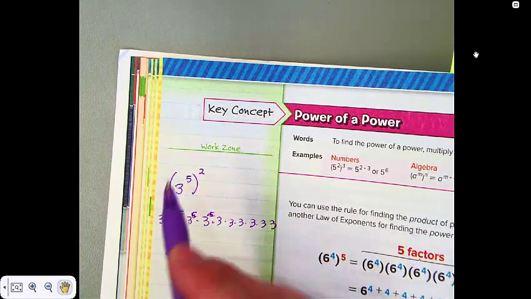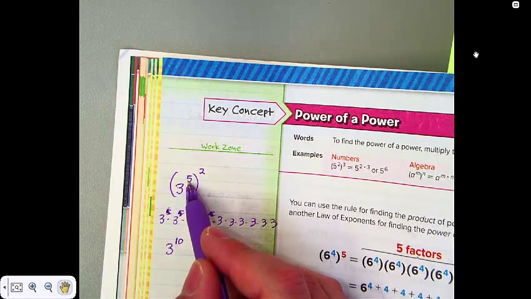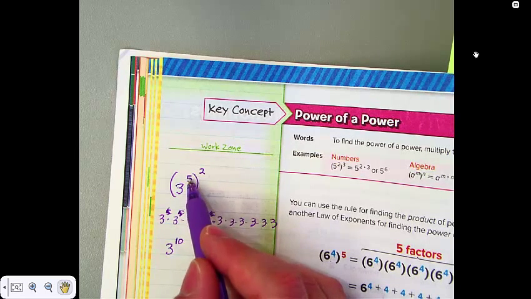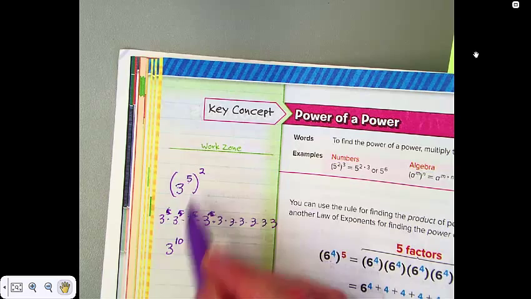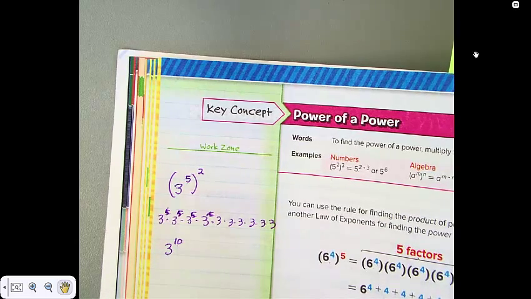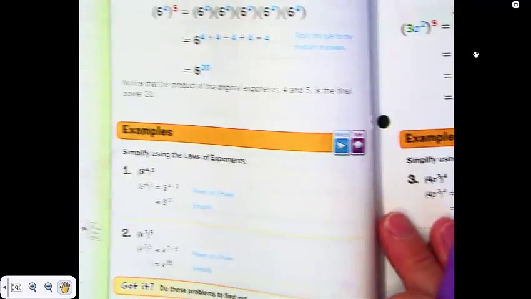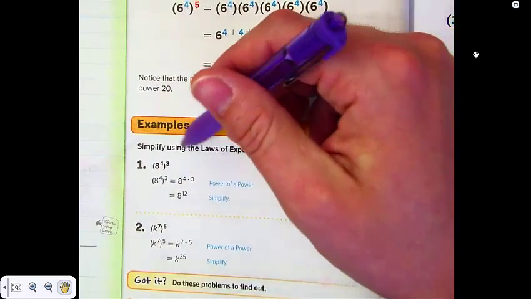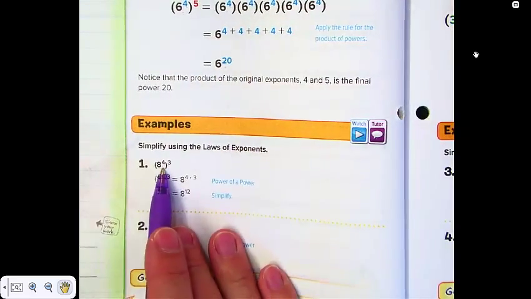A much quicker way to do that is to recognize 3 is to the 5th power. If you don't have a base in between the next power, you multiply those. 5 times 2 is 10 right there. So a quicker way to do it is just to have 3 to the 10th power. Okay? So that should make pretty good sense. If you need to, feel free to watch that portion again. So simplify using the law of exponents. This should go pretty quick for you.